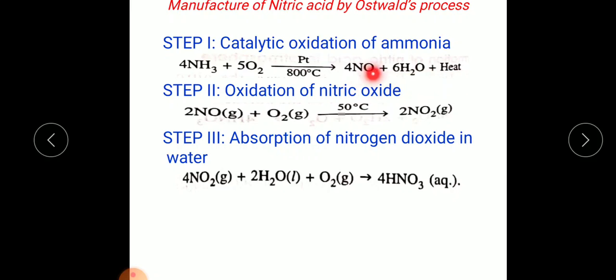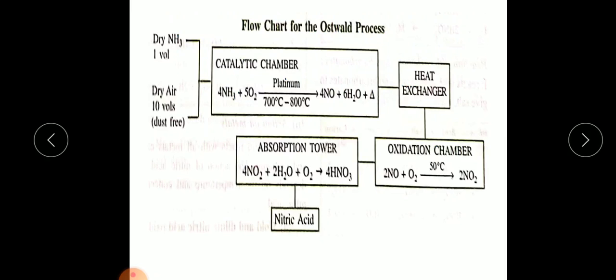In step 2, the nitric oxide that is formed is further oxidized by reacting with oxygen at 50 degrees Celsius to form nitrogen dioxide. And in step 3, absorption of nitrogen dioxide in water. So nitrogen dioxide, when you treat it with water in the presence of oxygen, will form nitric acid. So these are the different processes and the equations involved in the Ostwald process for the manufacture of nitric acid. So this is the flow chart that we discussed just now.